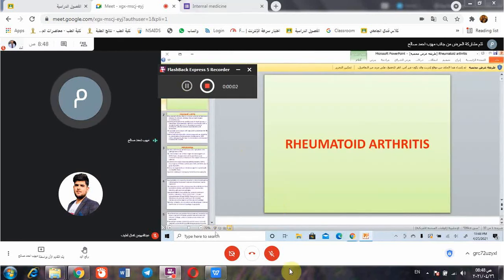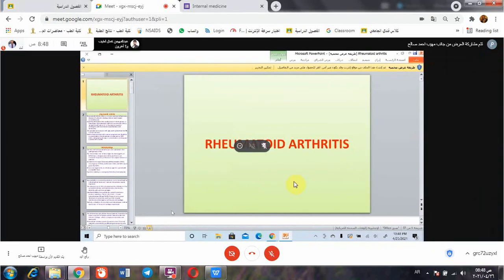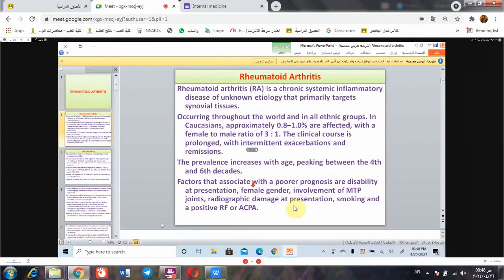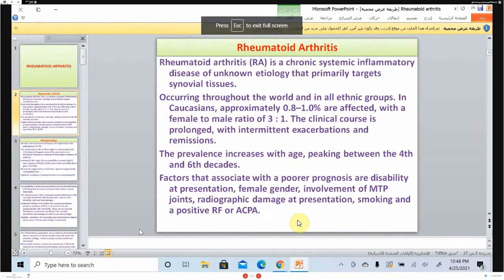إن شاء الله محاضرتنا اليوم موضوعنا هو عن الروماتويد أرثرايتس. الروماتويد أرثرايتس هي عبارة عن chronic systemic inflammatory disease of unknown etiology that primarily target synovial tissues, occurring throughout the world and in all ethnic groups.